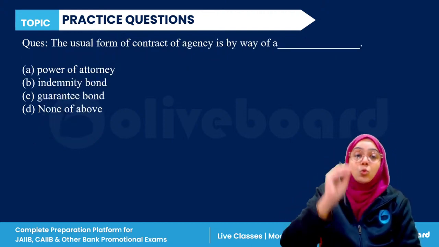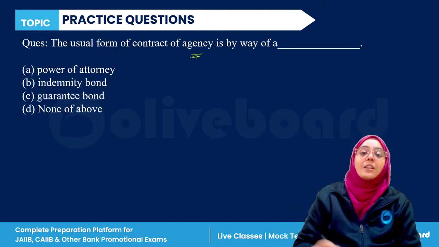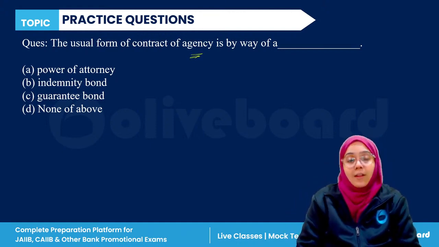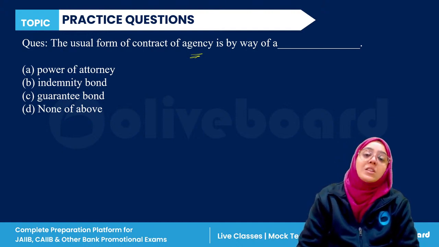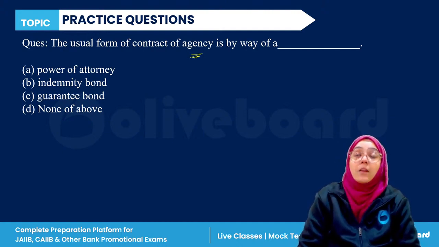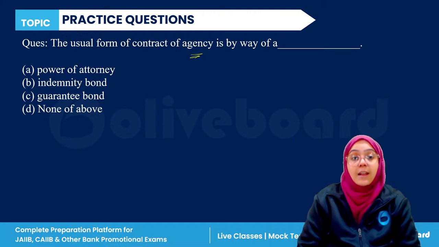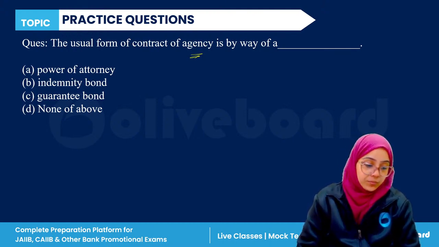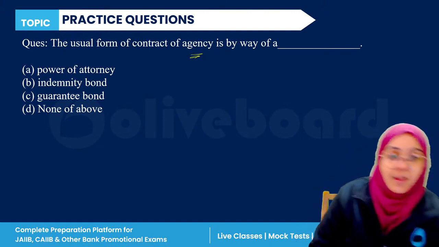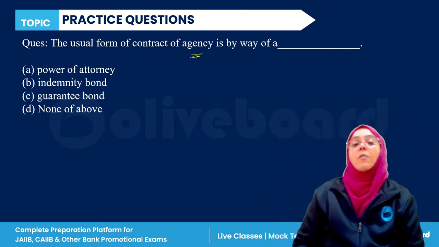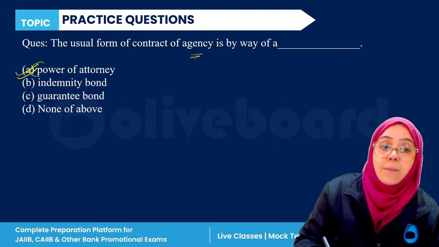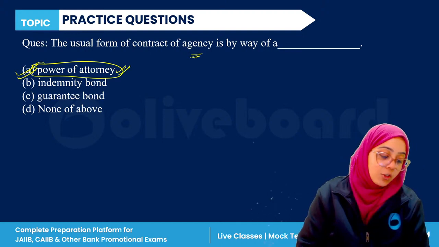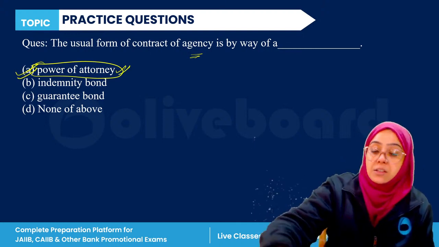Next question. The usual form of contract of agency is by way of power of attorney, indemnity, guarantee, or none of the above. So the usual contract of agency is actually governed by which? Everyone, please answer this question. If we talk about the usual form of the contract of agency, it is by way of power of attorney. So A is the correct answer.